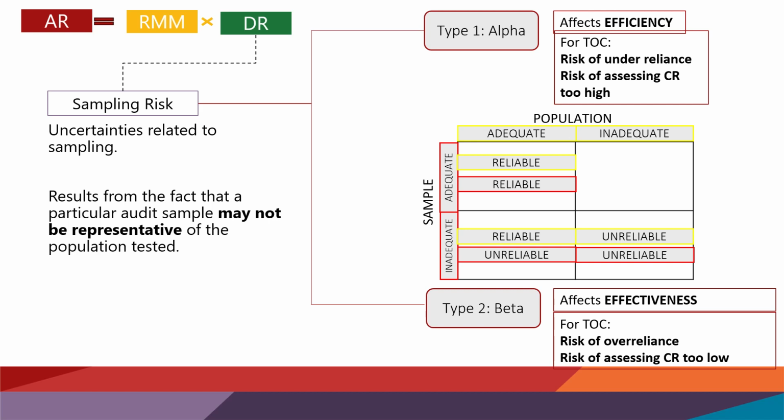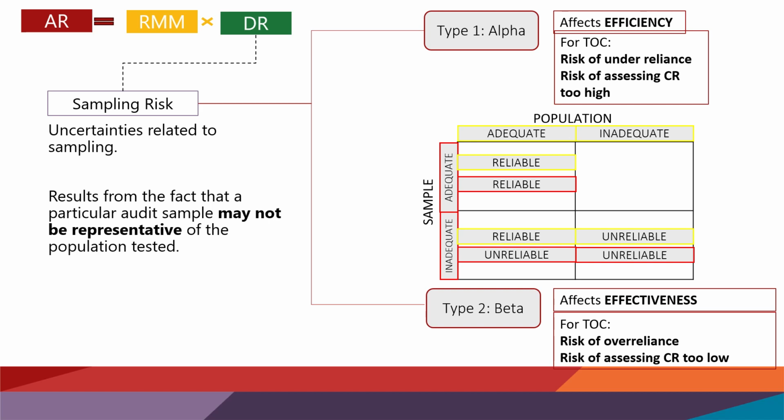And this is what we call under reliance, because you could have relied on it. Had you only known the truth, had you only tested the entire population, you would have seen that the controls are reliable. But because you only took a sample, and unfortunately the sample is not representative of the population, you made a decision not to rely on the controls. You did not rely on the reliable. This is the risk of under reliance.